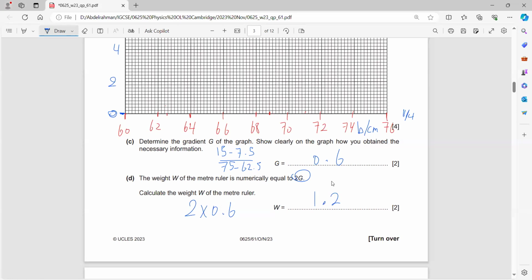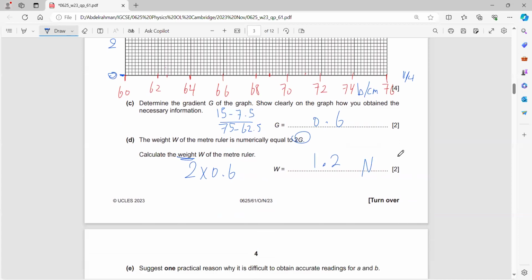But here I can write down a unit. The unit of the weight is newtons. That's it, thank you. I'm done. I am done with the question now.